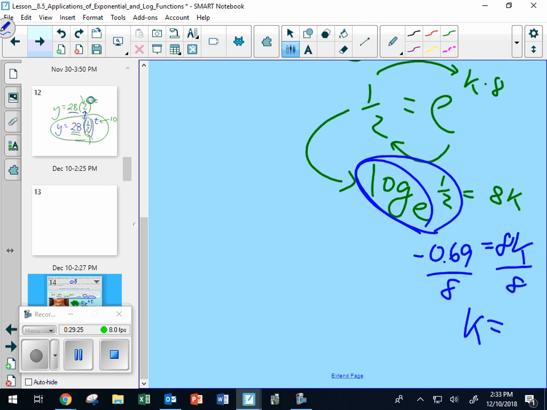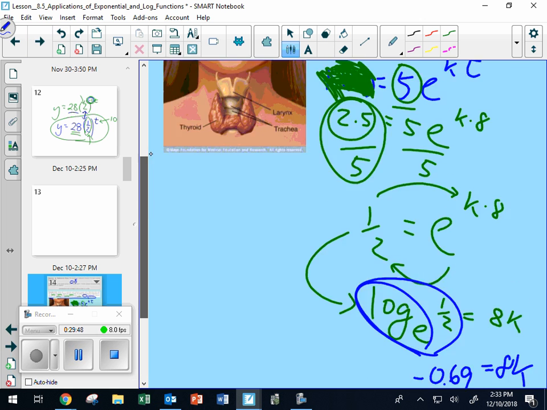K equals some negative weird decimal. What is it? Did you get it? Negative 0.086. There it is. Now, I've figured out what K was, but I'm not done.